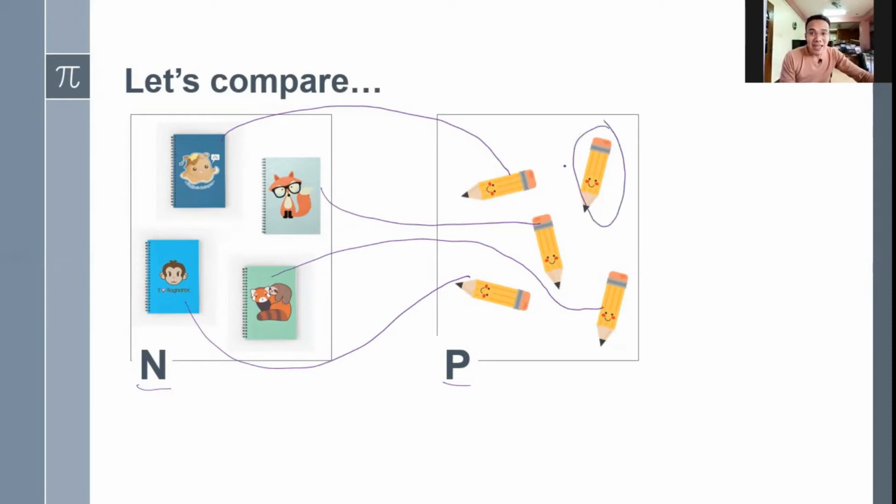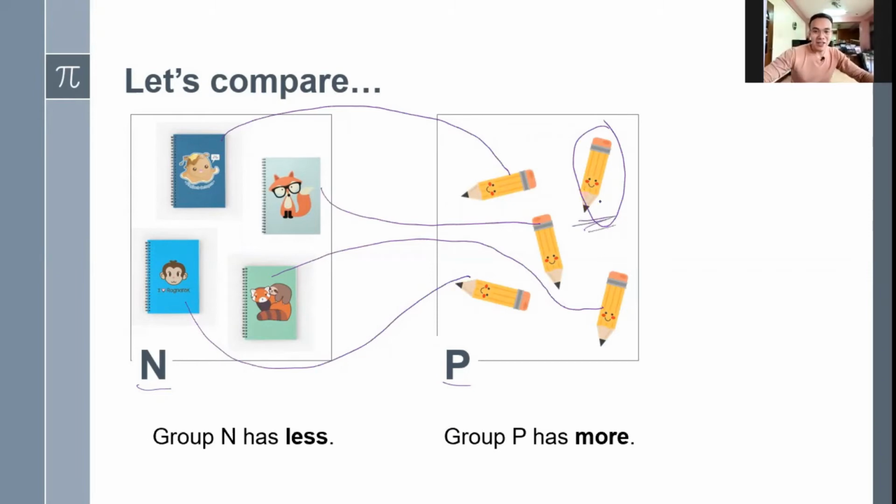It means that group N has less. Group N has fewer objects and group P has more, because we have here an excess. Okay, excess. Let's have another example.